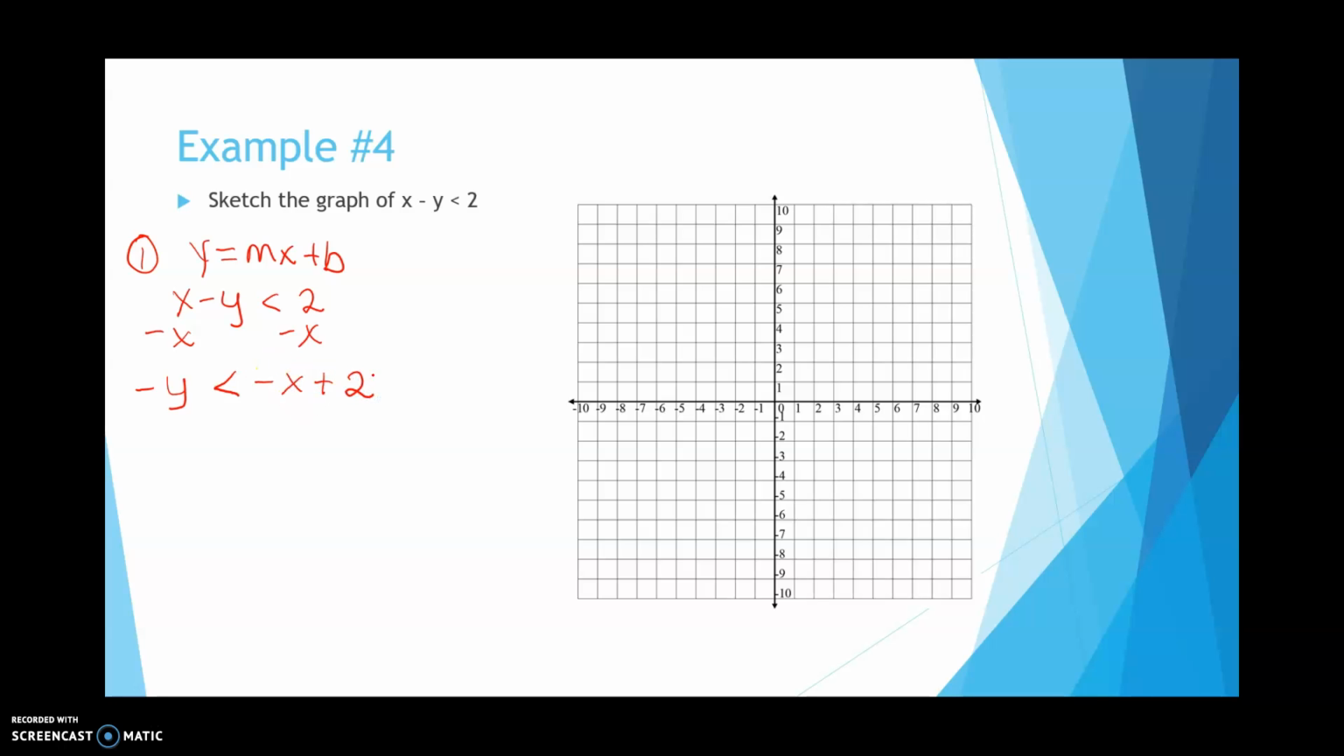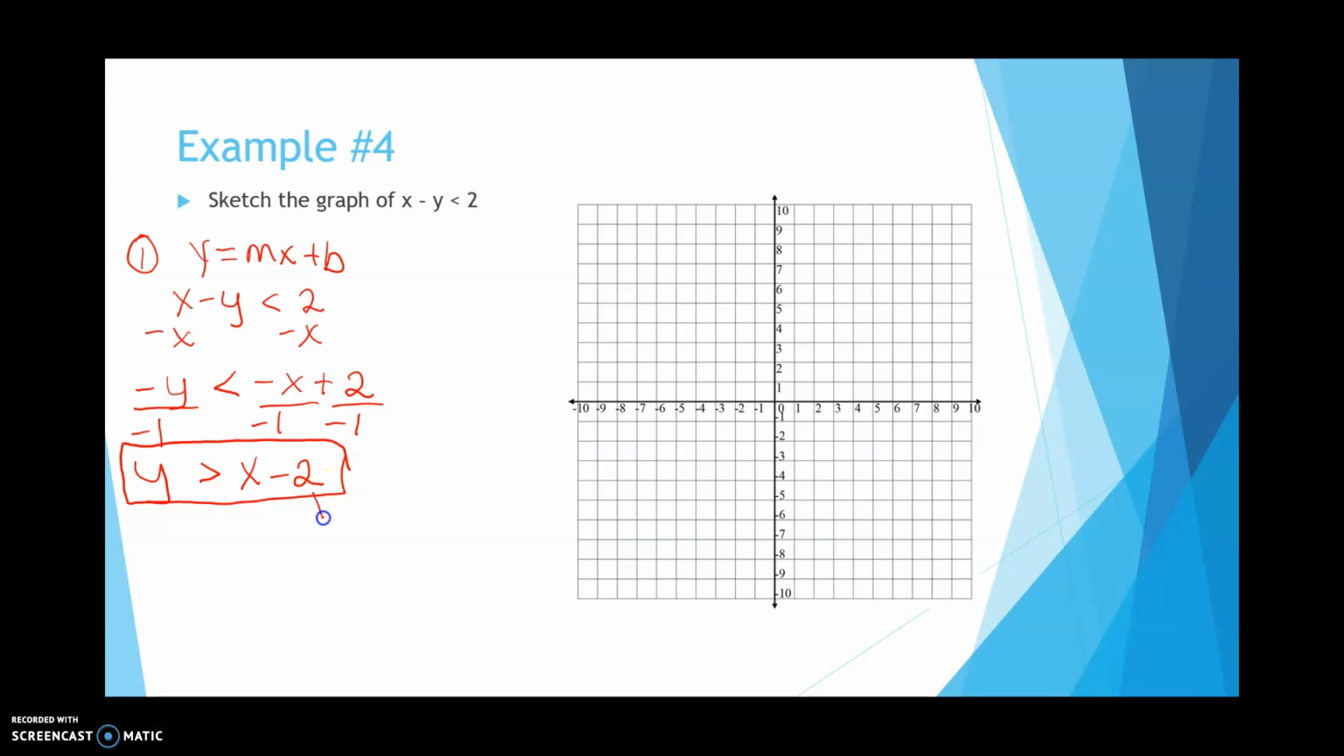I'm putting that in the mx plus b form. Notice we have a negative y that needs to become positive. So I'm going to divide each term by negative 1 here. And we're dividing by a negative, so we have to flip that inequality. So it's going to be y is greater than negative 1x divided by negative 1, which gives me a positive x. 2 divided by negative 1 gives me a negative 2. So this is my inequality that I'm going to graph off here to the right.